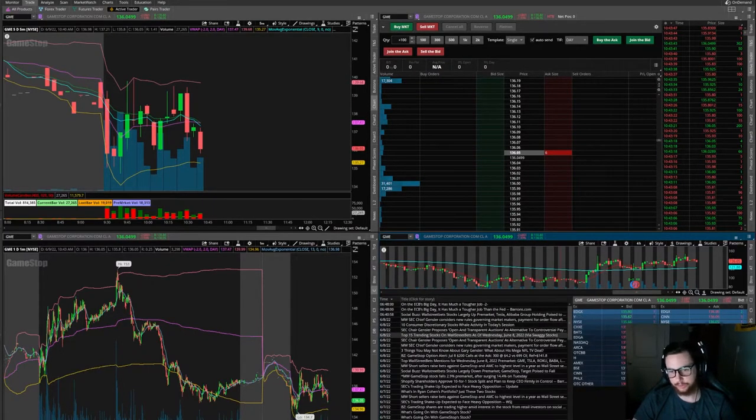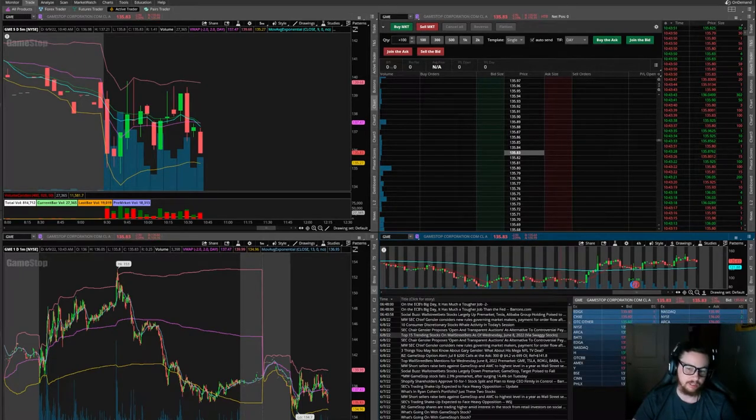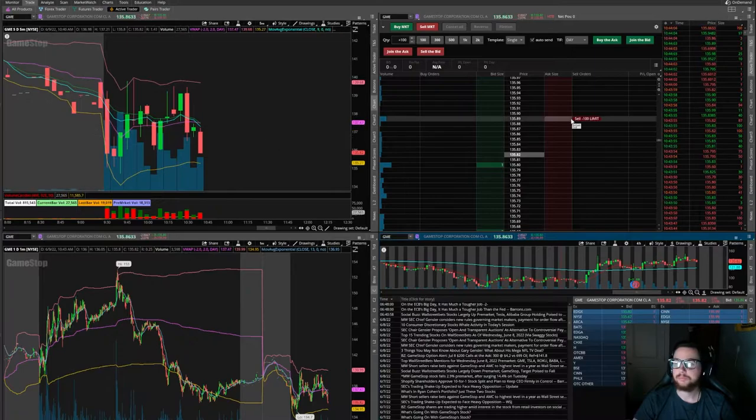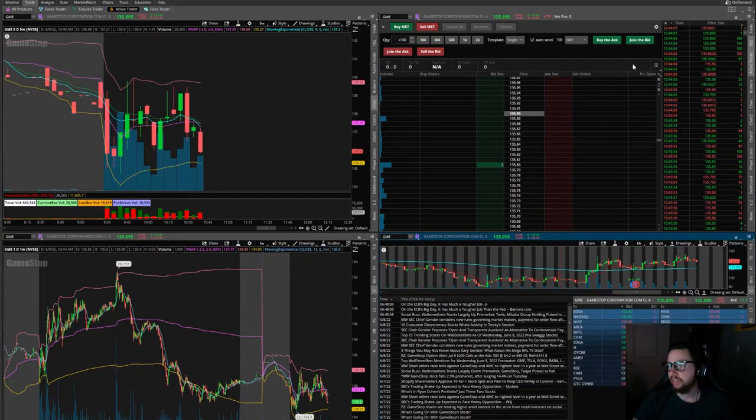And then to the right of the news, you have the level two. This is very important in the type of trading we do. High momentum gappers usually have lower float, higher liquidity, so they're going to move a lot quicker. These orders are going to be a lot bigger. Let me actually go to the scanner and take a look at one.